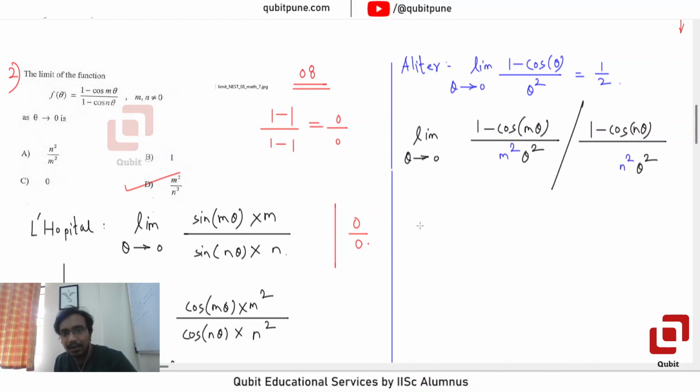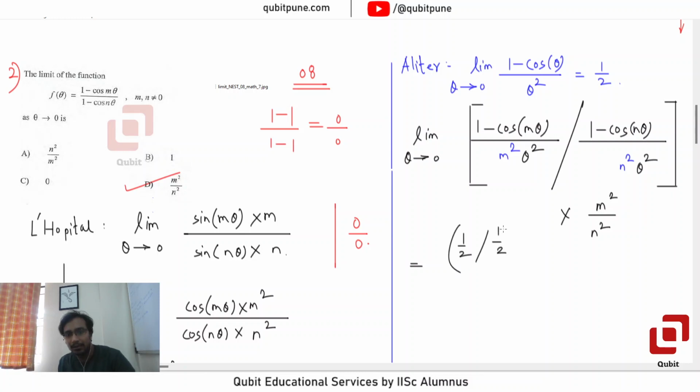So essentially what are you doing? You are basically multiplying this box bracket by the term m squared by n squared, and that's the same answer that we've got, right? Both the limits there would be 1 by 2. Okay, both the limits would be 1 by 2 and this factor remains, and hence the answer is m squared by n squared. Got it? Yes?